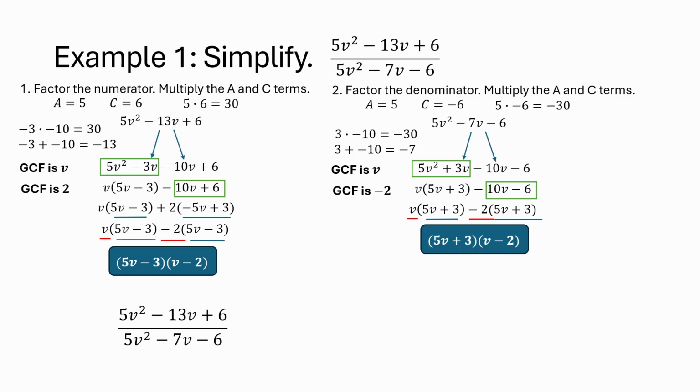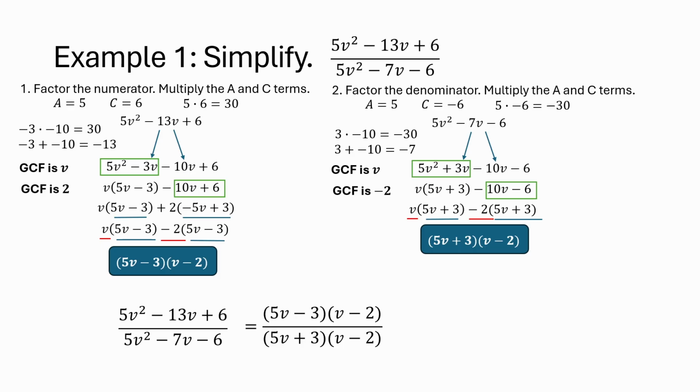And so what I'm going to do is replace the quadratics with the factors that I got for both the numerator and the denominator. So the numerator was 5v minus 3 times v minus 2, and then the denominator was 5v plus 3 times v minus 2. Now I look at the factors and I'm going to cancel any factors that are the same.